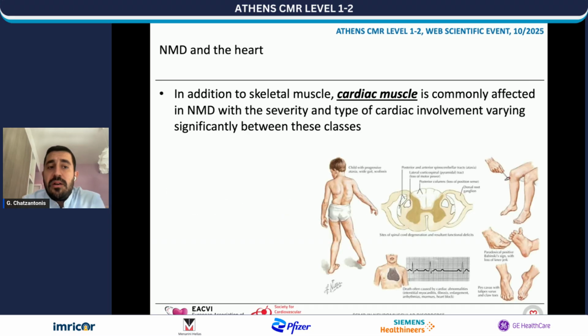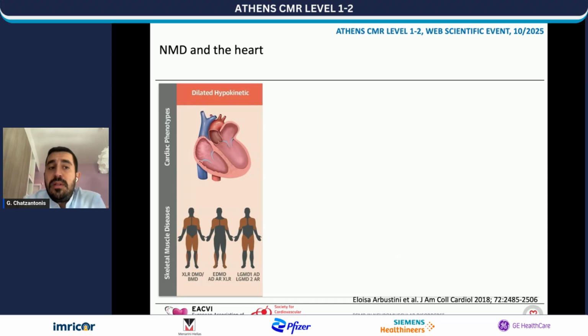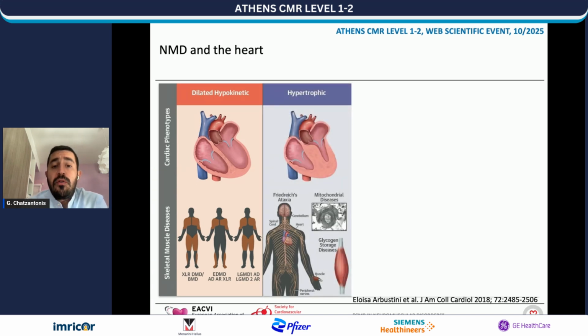All these diseases are characterized not only by skeletal muscle impairment, but cardiac muscle is also commonly affected in the NMDs, with the severity and type of cardiac involvement varying significantly between these classes. So we may see a dilated cardiomyopathy, a hypertrophic one, a restrictive one, and we may only see conduction defects or arrhythmias. The NMDs can cause a dilated hypokinetic heart, as in Emery-Dreifuss muscle disease or limb-girdle disease. They can cause a hypertrophic one, typical for mitochondrial diseases.